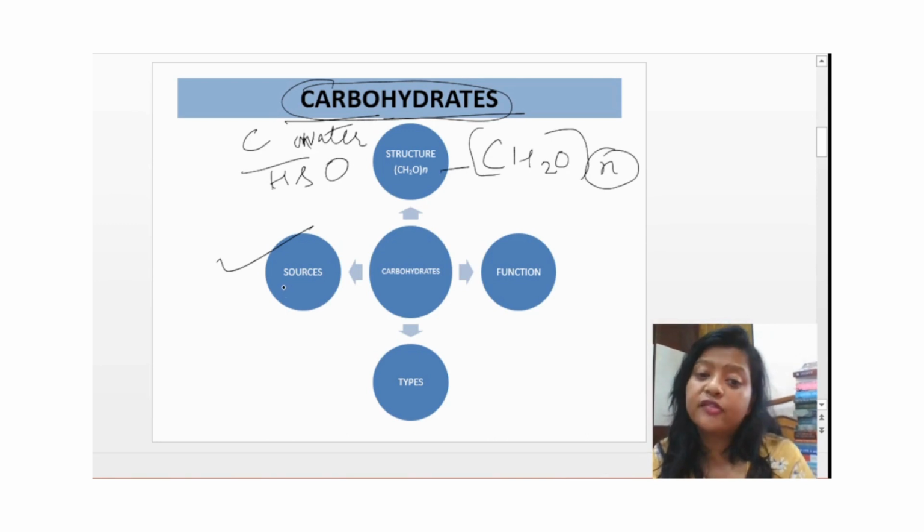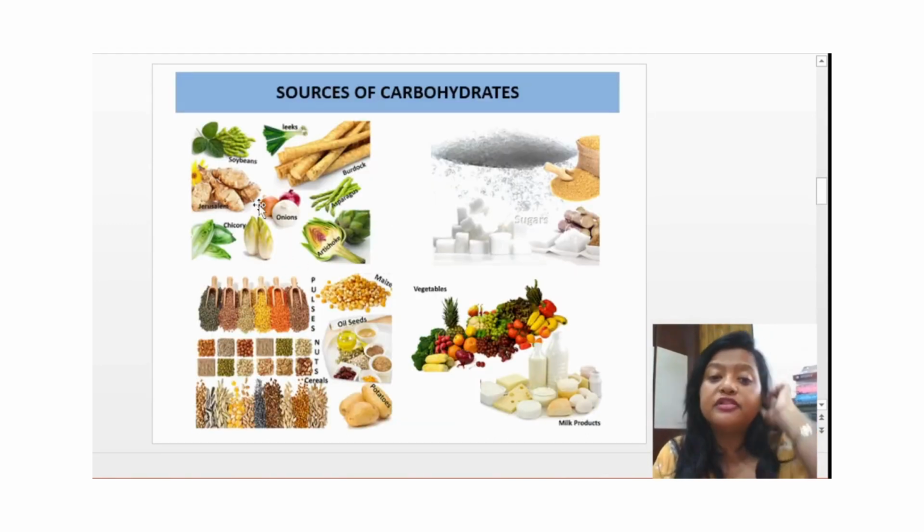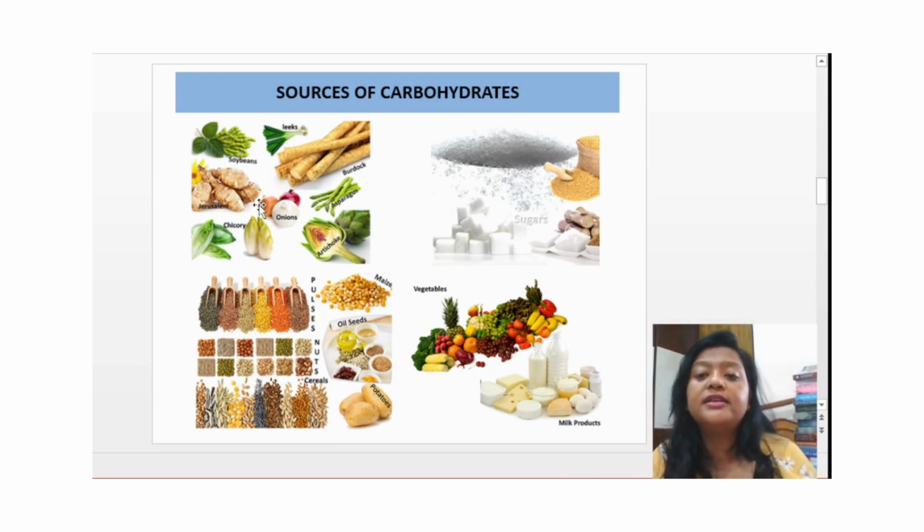Now let's go on to the sources part. In sources, I have given some examples. You can see vegetables are here. On the right hand side, you can see sugar is here. Then cereals. See, cereals are the most important, and they are the basic sources of carbohydrates. Cereals are very, very important. You can see cereals here.